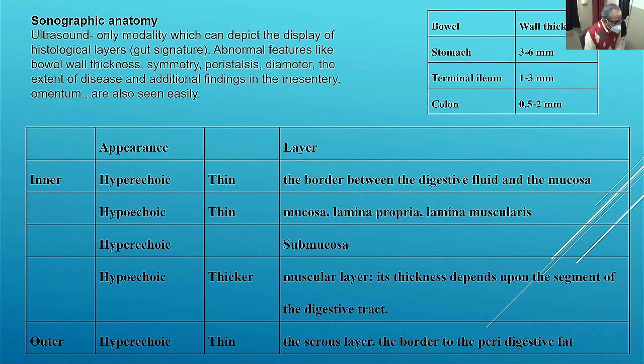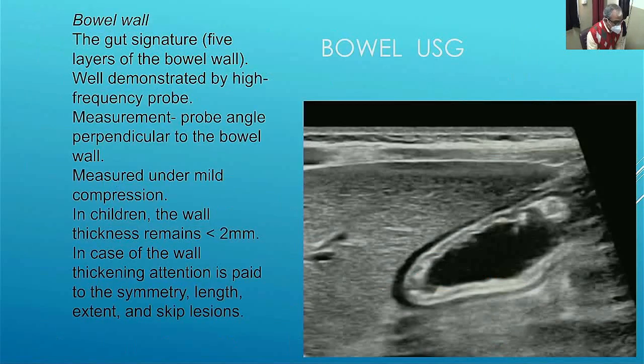The bowel wall shows alternating hyperechoic and hypoechoic echotexture. The innermost is the hyperechoic, very thin line, that is the border between the fluid and the mucosa. Next hypoechoic layer is the mucosa or lamina propria layer. Next hyperechoic line is the submucosa, followed by a thicker hypoechoic layer, that is the muscular layer, and the outermost layer, that is the serosal layer, is the hyperechoic one.